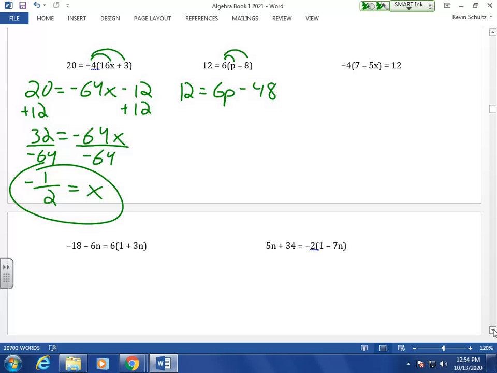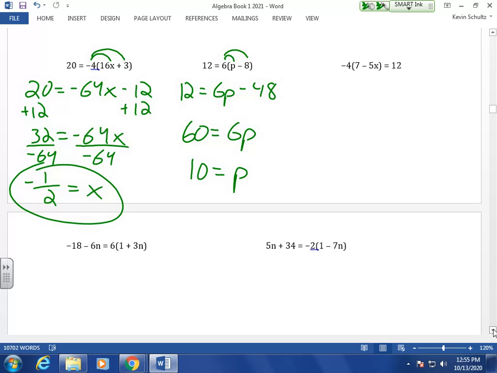So 12 equals 6p minus 48. Again, just watch that sign. It is 6 times negative 8. Add 48 to both sides. 60 equals 6 times p. Divide both sides by 6. And we get 10.